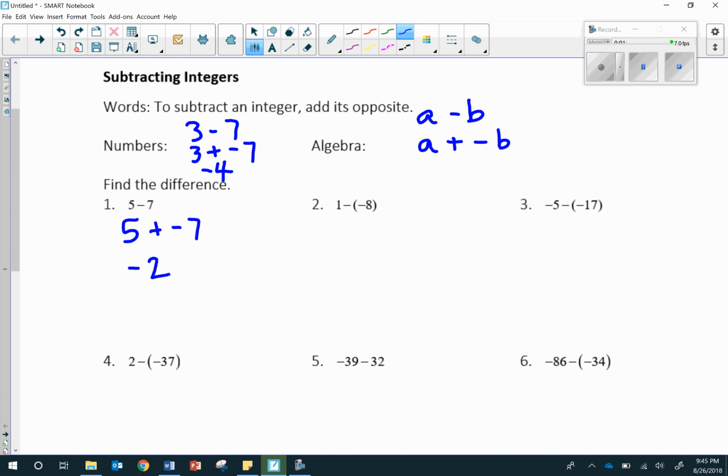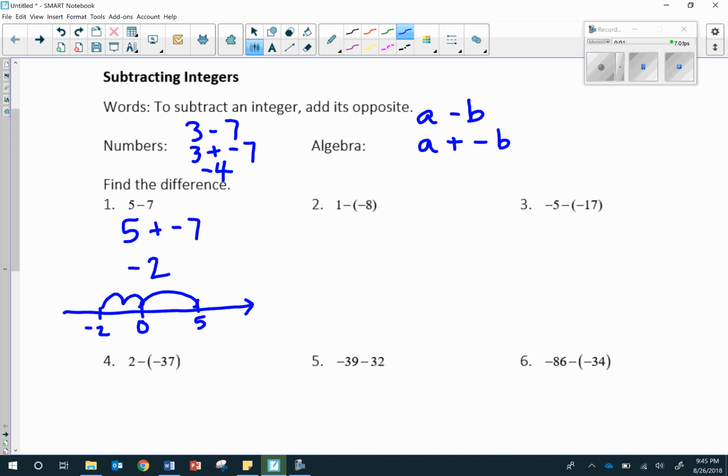If you want to think about this visually on a number line, let's go ahead and put 0 here, which means 5 will be over here. We are adding negative 7, or taking away 7. If we take away 7, we take away 5 to get to 0, then we still have 2 more to take away to give us negative 2.